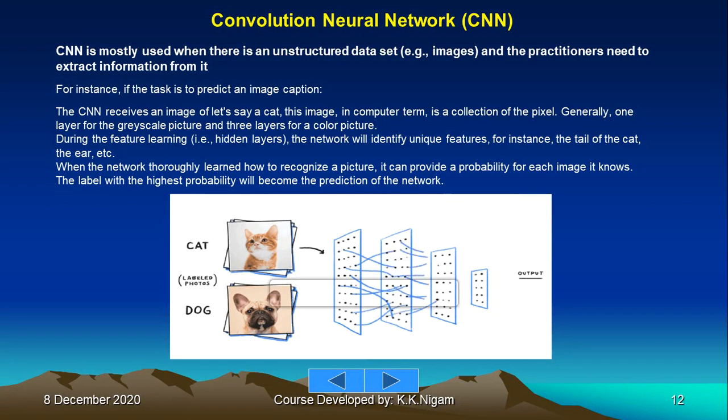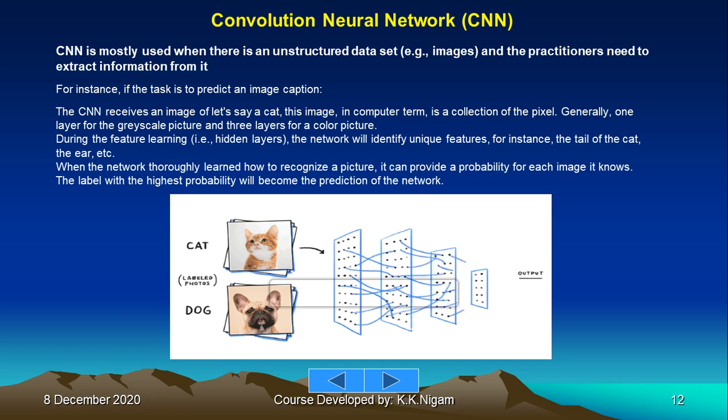CNN is mostly used when there is unstructured data, for example images, and practitioners need to extract information from it. For instance, if the task is to predict an image caption, the CNN receives an image. Let's say a cat. This image in computer terms is a collection of pixels. Generally, one layer for a grayscale picture and three layers for a color picture.